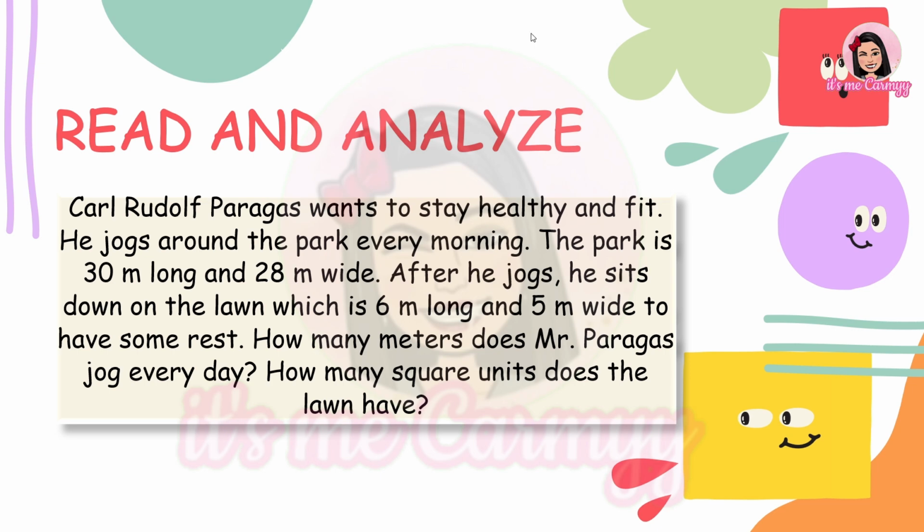Read and analyze. Carl Rudolph Paragas wants to stay healthy and fit. He jogs around the park every morning. The park is 30-meter long and 28-meter wide. After he jogs, he sits down on the lawn, which is 6-meter long and 5-meter wide, to have some rest.